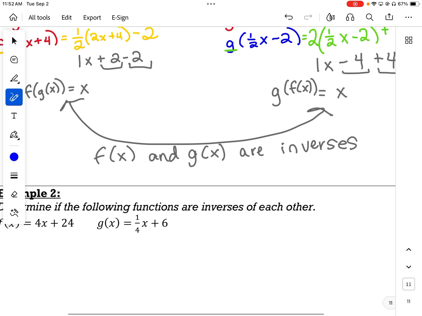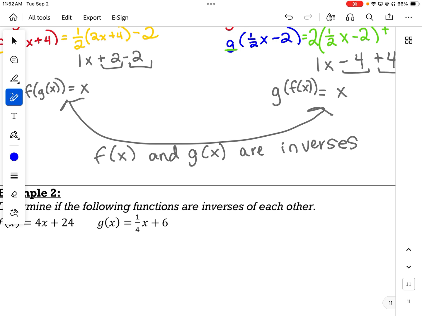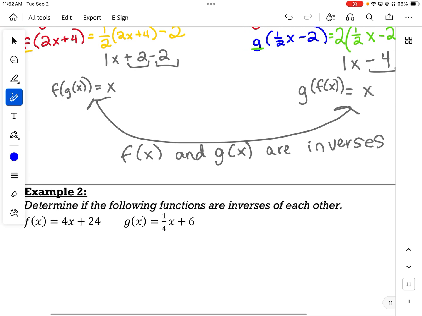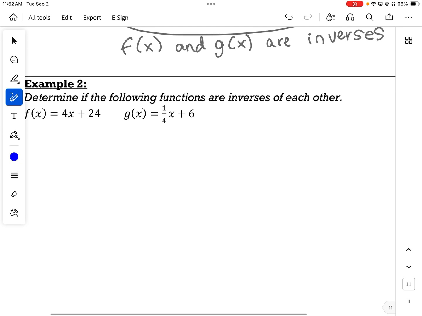Okay, let's do the second one. It says, determine if the following functions are inverses of each other. So we have to do the same thing, the f of g of x and the g of f of x. So f of g of x, and then we do g of f of x.